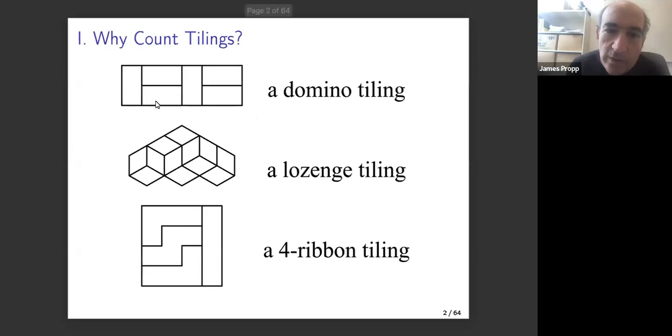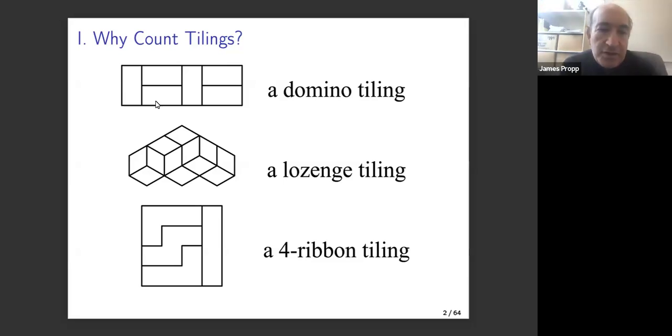So what do I mean by tilings? Well, at the upper left, you see a picture of a tiling of a 2x6 rectangle using 2x1 and 1x2 rectangles as tiles. These tiles are called dominoes. This is a domino tiling. Below that, you see a somewhat strange shaped region, but the tiles being used to tile it are rather nice. They're just unions of two equilateral triangles of the same side length sharing an edge. And those are called lozenges. This is a lozenge tiling of a region.